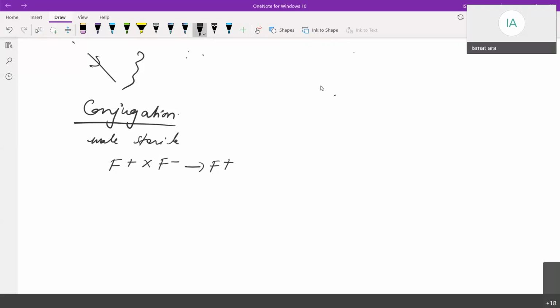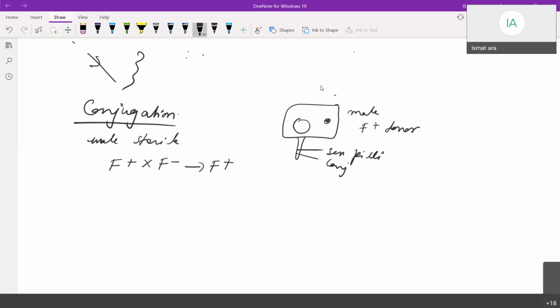So this is a bacterial cell. Okay. This is the nucleoid material. And this is plasmid material. This is male. This is F plus. And this is donor. Here sex pili formation takes place. So this is sex pili. And this one is conjugation tube. Conjugation tube. Okay.